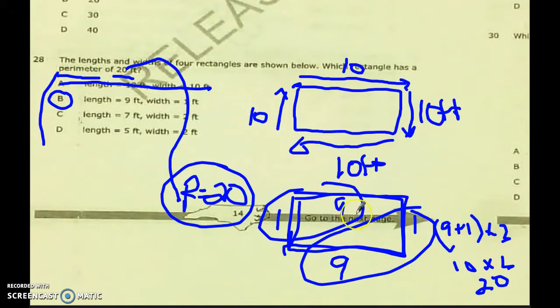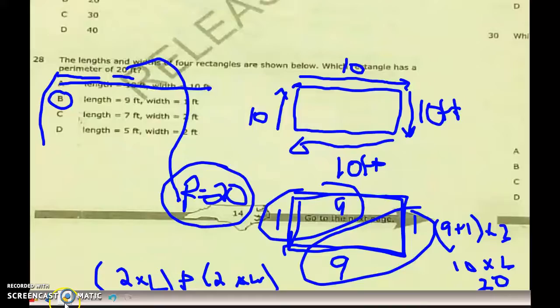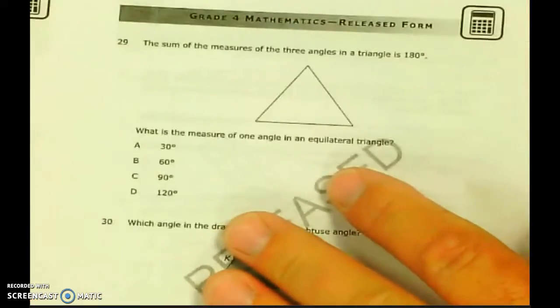Or you could have added the 2 lengths. So 2 times the length plus 2 times the width. And we were still getting the same thing. 2 times the length, 2 times 9 is 18, and 2 times the width, 2 times 1 is 2, and 18 plus 2 is 20. Okay. Moving on to the last one.